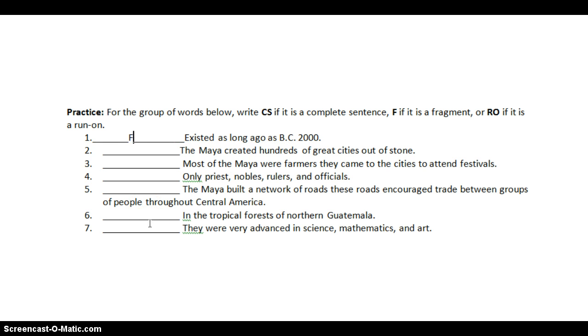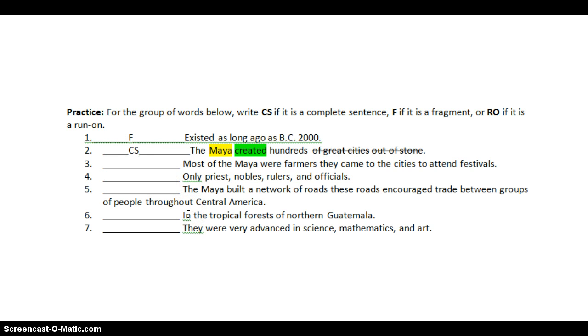And number 2, the Maya created hundreds of great cities out of stone. So I'm trying to figure out what I have here, and I know that of great cities is going to be a prep phrase, so I'm going to cross it out. Out of stone is going to be a prep phrase, and I'm crossing those out because subjects and verbs cannot be in there. I notice then that I do have a who. Maya is going to be, and I'm going to just do it in yellow, my simple subject. Well, what about the Maya? Created. So that's my simple predicate or my verb. I can say the Maya created hundreds of great cities out of stone. And so that tells me that this is a complete sentence. It can stand on its own.